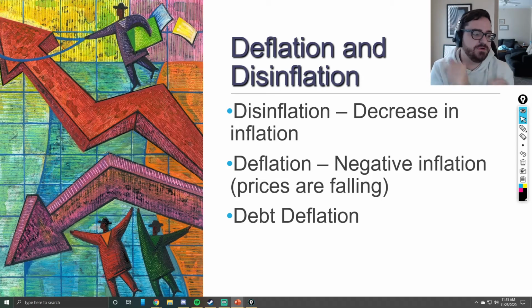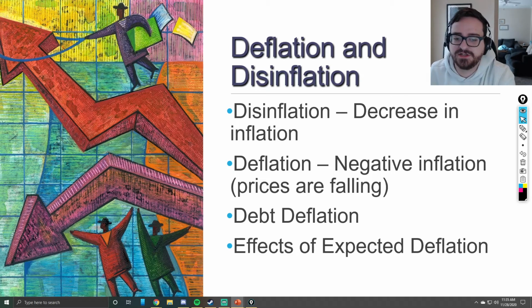They get screwed because now they're paying back more in value. Everything else is getting cheaper, and they're paying back the same amount they were before when everything was more expensive. So their debt is more expensive. That sucks. But still, you're like, how does this even happen?